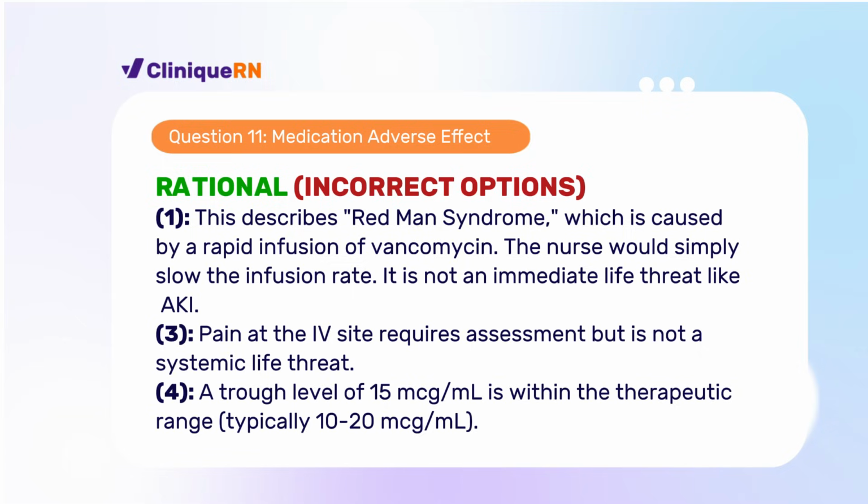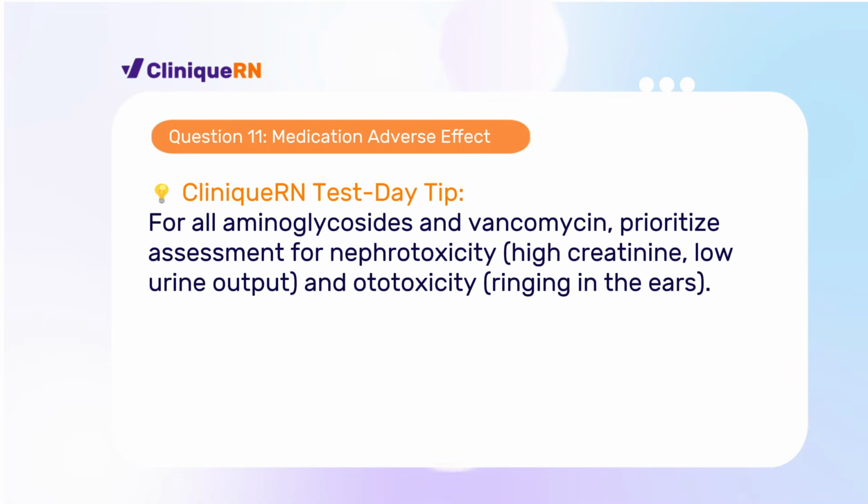Incorrect options. 1. This describes red man syndrome, which is caused by a rapid infusion of vancomycin. The nurse would simply slow the infusion rate. It is not an immediate life threat like AKI. 3. Pain at the IV site requires assessment, but is not a systemic life threat. 4. A trough level of 15 micrograms per milliliter is within the therapeutic range, typically 10 to 20 micrograms per milliliter. Clinique RN test day tip. For all aminoglycosides and vancomycin, prioritize assessment for nephrotoxicity, high creatinine, low urine output, and ototoxicity, ringing in the ears.